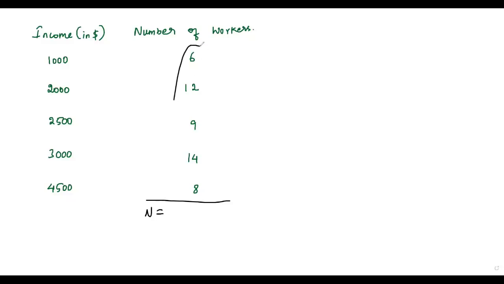When I add all the frequencies, I mean the number of workers, I'm getting 49. To get the median, first I have to find the value of (n+1)/2. So n is 49, so (49+1)/2 gives 50 over 2, which is equal to 25. Once I'm done with this, now I have to write a less than cumulative frequency for the given discrete frequency distribution.